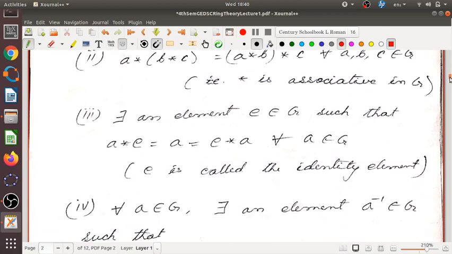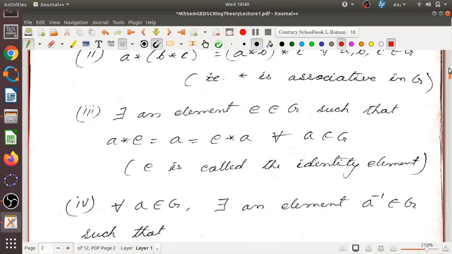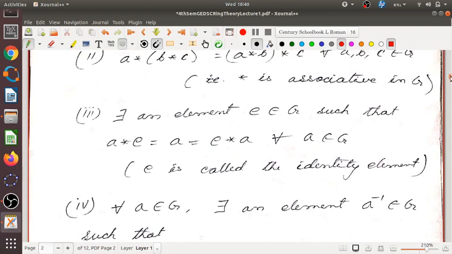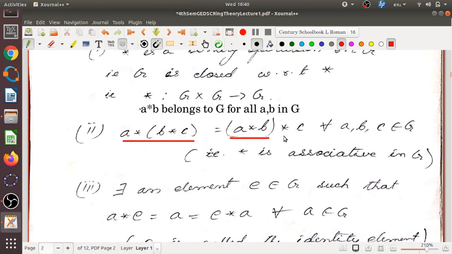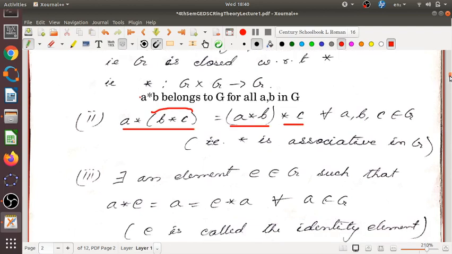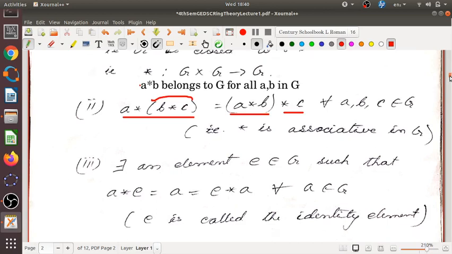Next property that should be satisfied for the set G to be a group is a star b star c should be the same as a star b then star c. That means the operation is associative. So the brackets are not important. Whether we operate b star c first or a star b first and then operate c, it's the same thing. Such a property is called associative property. So star has to be associative in G.